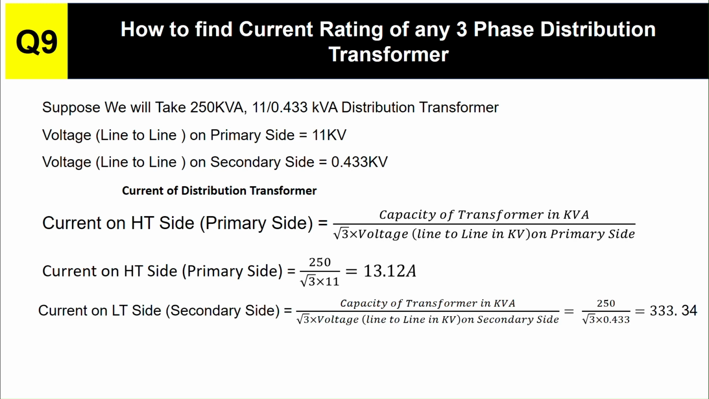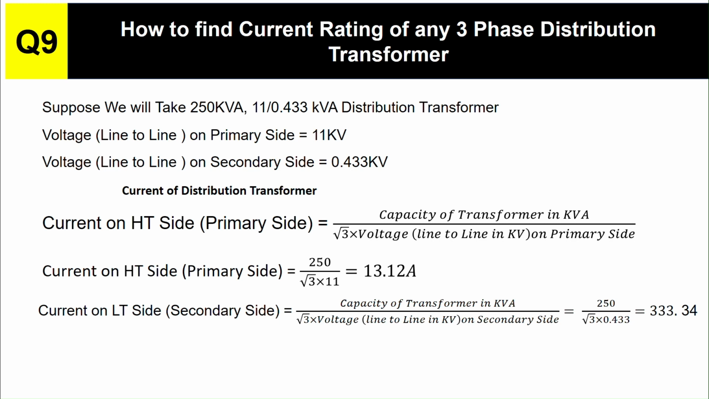Similarly, the current on the LT side is equal to the capacity of the transformer in kVA divided by root 3 into the line to line voltage in kV on the secondary side, that is equal to 250 divided by root 3 into 0.433, the voltage on the secondary side, which equals 333.34 amperes.